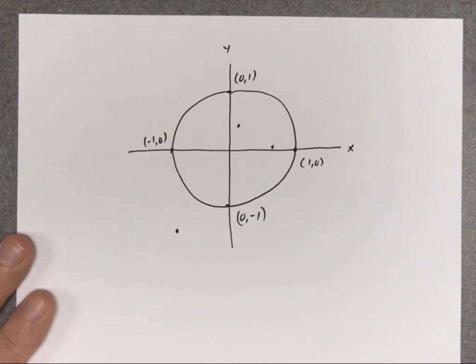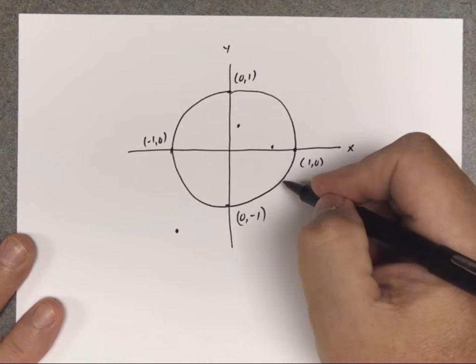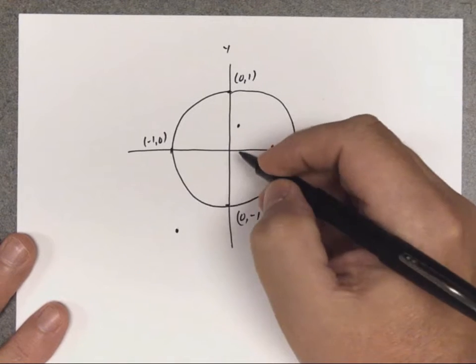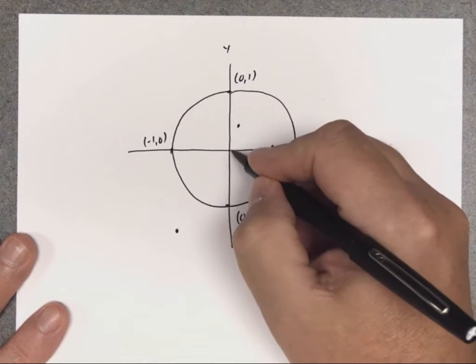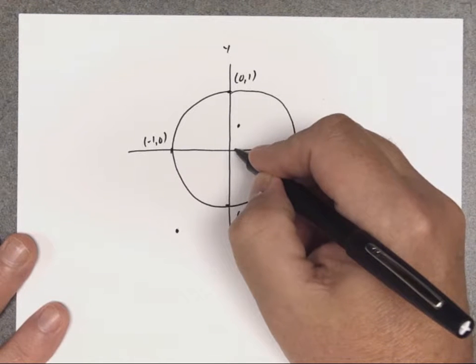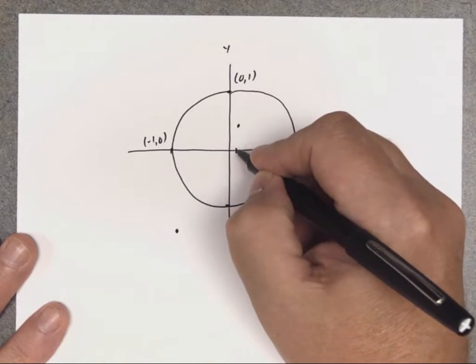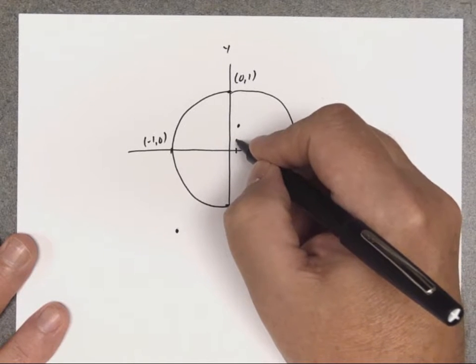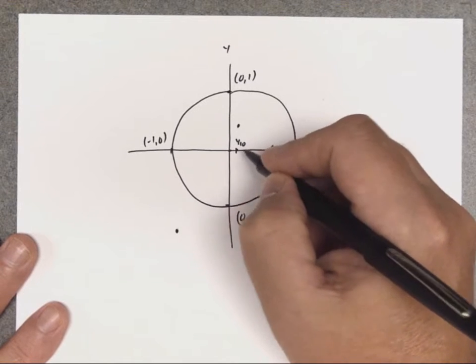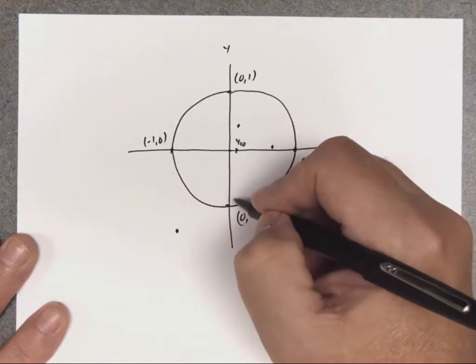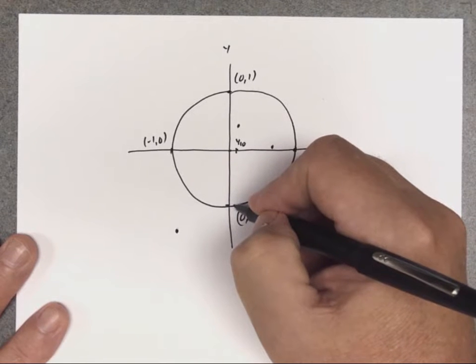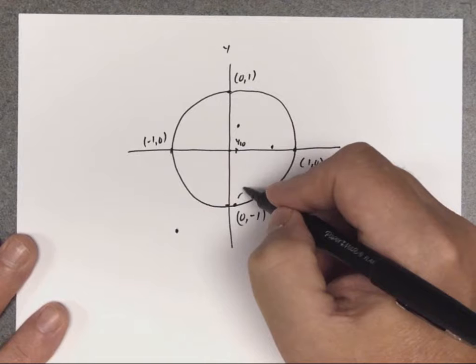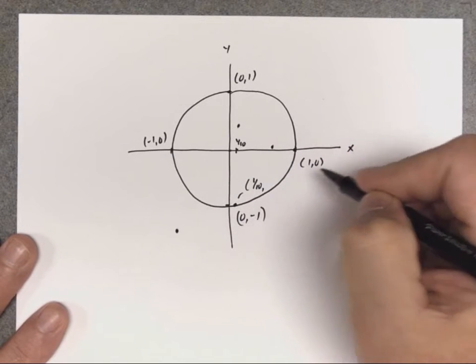So say I'm going to come up with another point, maybe in quadrant 4. How about, on the x-axis, 1/10? So a very short distance, 0.1. So for this point right here, I know the x is 1/10.